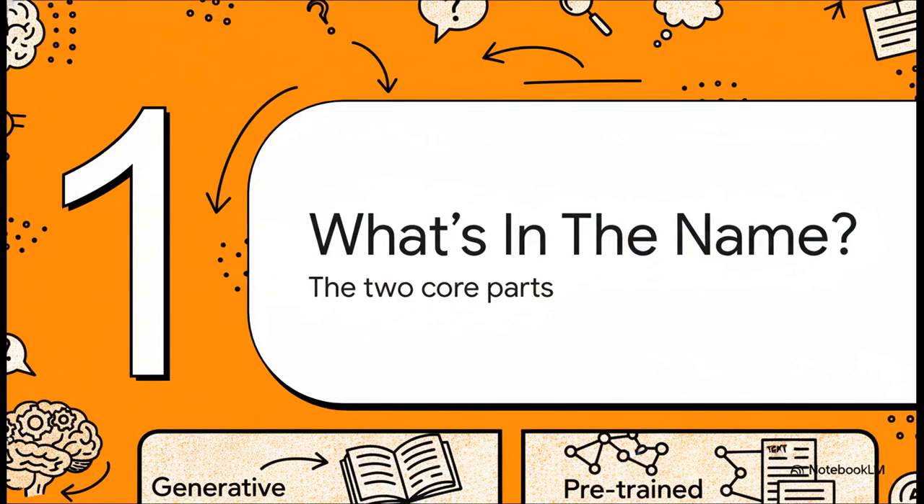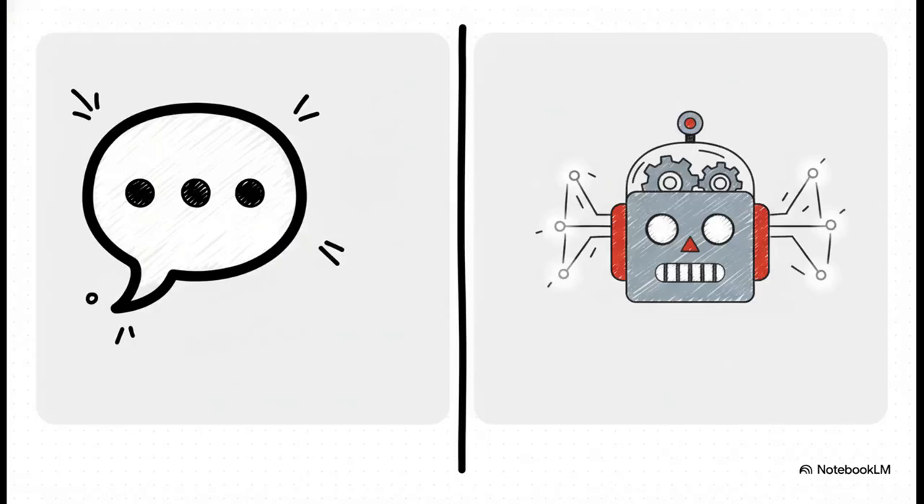We're going to break it down into its two main parts. It's actually pretty straightforward. All right, so on one side you have chat. That part's easy, right? It just means conversation. The whole point is to talk with you. But on the other side you have GPT, and this is the engine. This is the powerhouse behind the whole thing, and it stands for Generative Pre-trained Transformer.